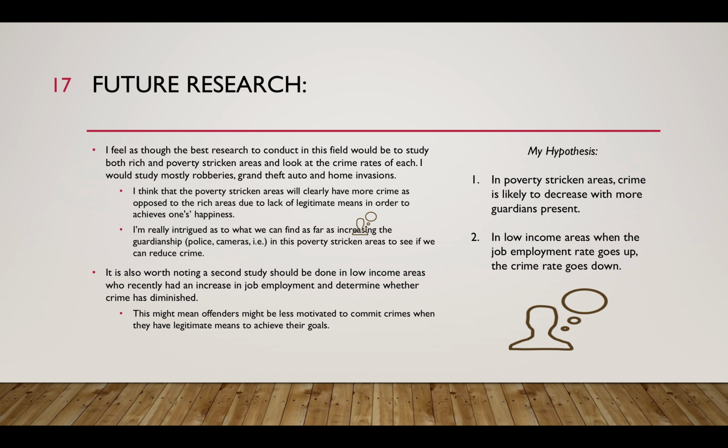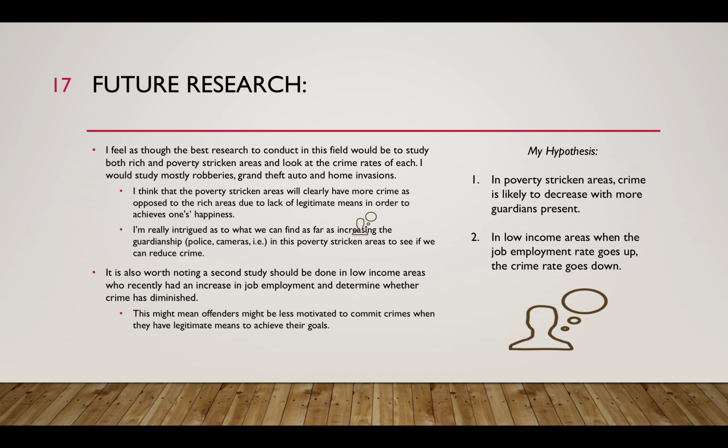Some future research. I feel the best research to conduct in this field would be to study both rich and poverty-stricken areas and look at the crime rates of each. I would study mostly robberies, grand theft auto, and home invasions. I think that poverty-stricken areas will clearly have more crime as opposed to rich ones due to the lack of legitimate means in order to achieve one's happiness. I'm really intrigued as to what we can find as far as increasing guardianship in these poverty-stricken areas to see if we can reduce crime.